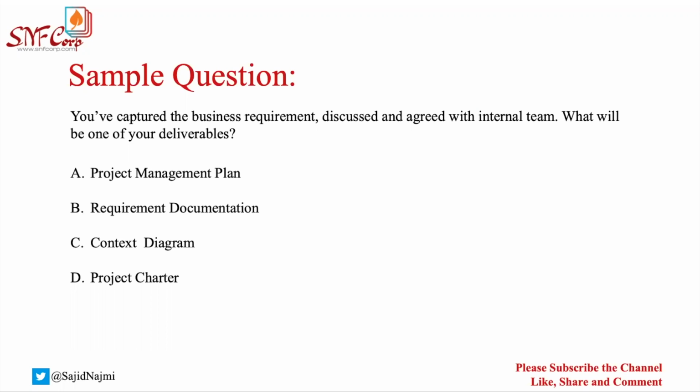Like I'm building a house. So what will be my deliverables? To hand over the house key to someone. I'm writing a book. Book will be the deliverables. I'm making a tea. So ultimately, I'm giving teas to someone. The tea is my deliverables. So here, you have captured the requirement. You agreed the requirement with the internal team and everything is done. So what is something you're producing?